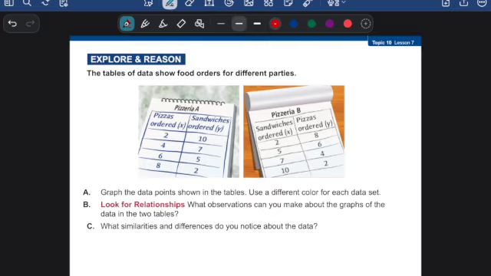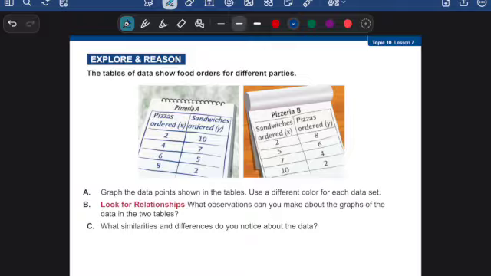Here's our explore and reason. The tables of data show food orders for different parties. Pizzeria A has pizzas ordered compared to sandwiches ordered, and Pizzeria B has sandwiches ordered compared to pizzas ordered. So you notice that what the variables are defining is switched. What kind of functions do these tables represent?